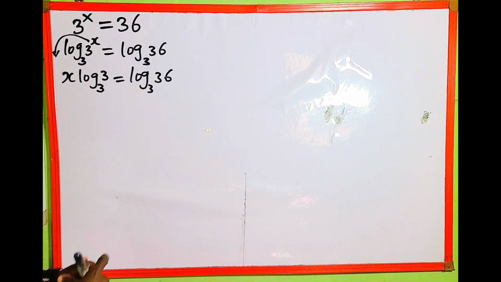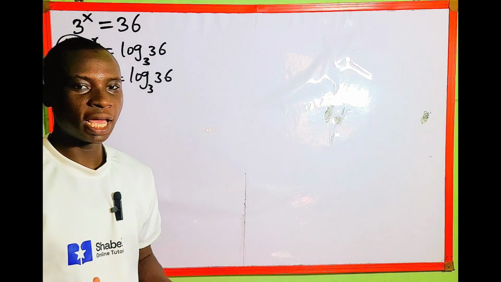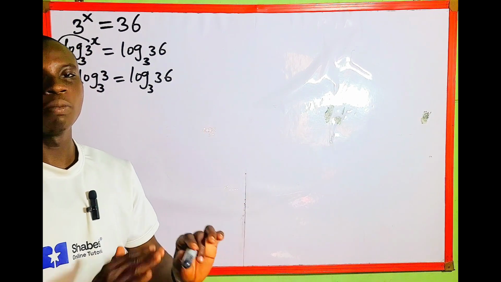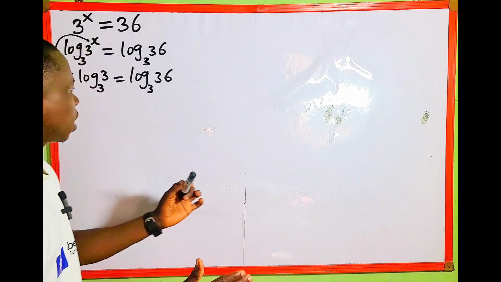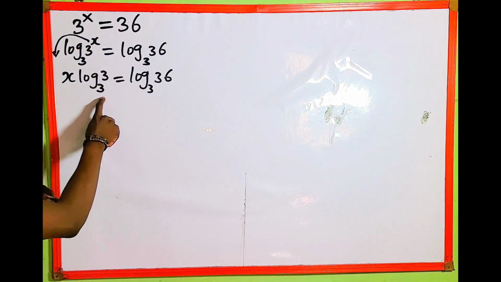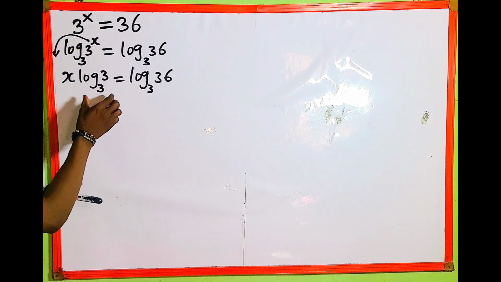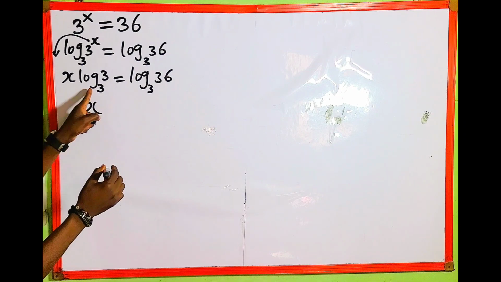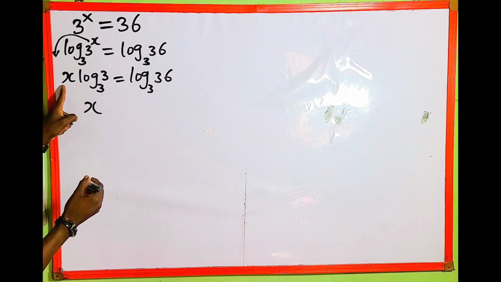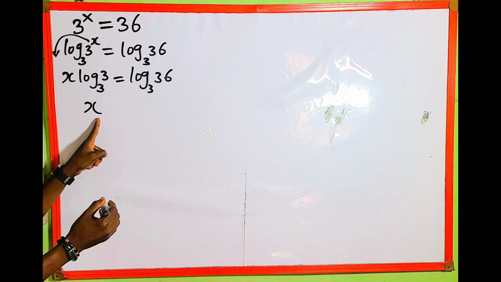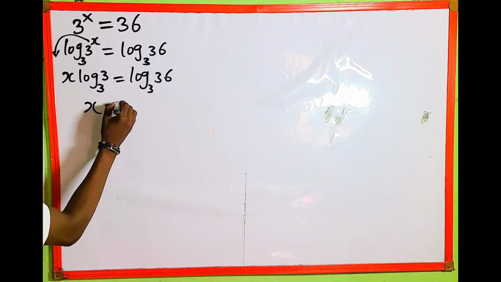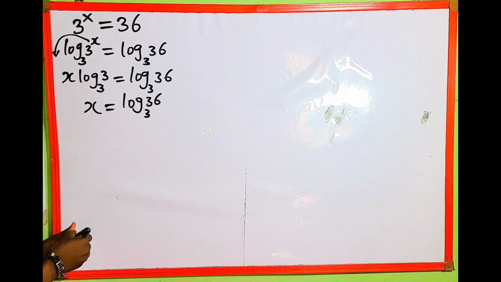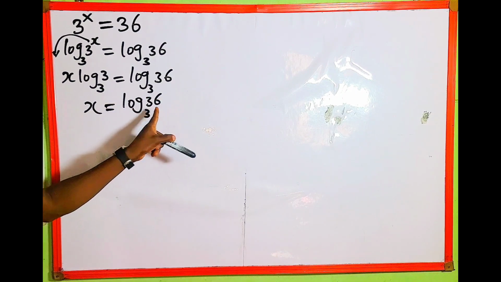Now we recall another property of logarithm. We say that a log of a term to its base, when the number and the base are the same, is 1. So look here. We have log 3 to base 3 is the same as 1, but then 1 multiplied by x is going to give us x. So the whole of this, 1 multiplied by x, is going to be the same as x. So everything will be equal to log of 36 to the base of 3. Now we have x equal to log 36 to the base of 3.